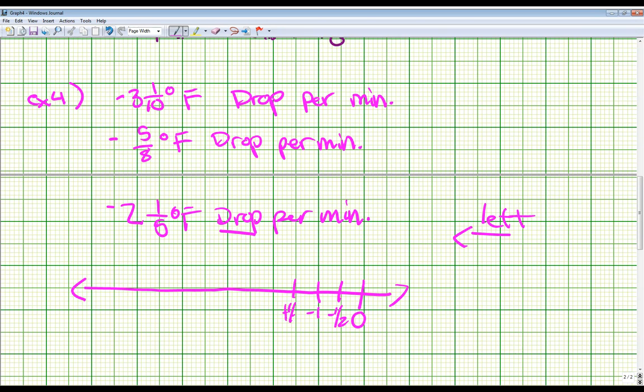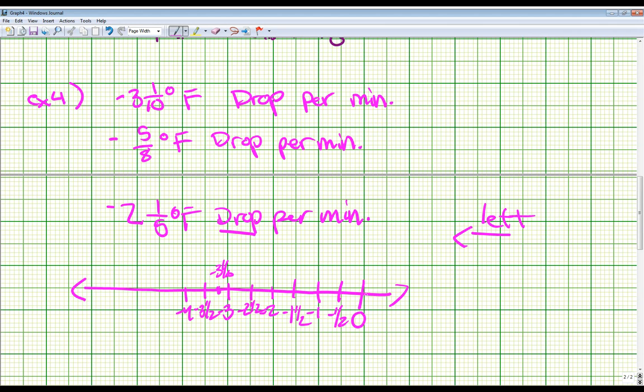Whoa, let's redo that. Got a little messy there. Negative 1.5, negative 2, negative 2.5, negative 3, negative 3.5, negative 4, and we can stop there since our numbers don't go any lower than that. So where would negative 3 1/10 be? Well, here's negative 3, here's negative 3.5, negative 3 1/10 is going to be closer to the negative 3, so there's negative 3 1/10.